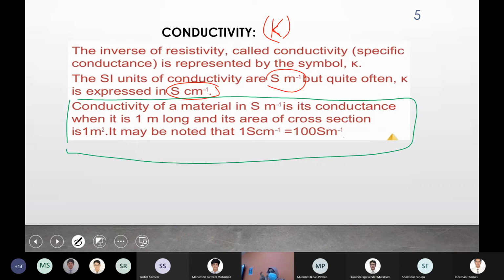If you are taking 1 centimeter length and 1 centimeter square as the area of cross section, then it will be Siemens centimeter raised to minus 1. Centimeter inverse. So it's based on that. If you are expressing conductivity in Siemens meter inverse, then the unit length of the wire is 1 meter and the area of cross section is 1 meter square. But if you take 1 centimeter length and 1 centimeter square as area of cross section, then the conductivity will be in Siemens centimeter.